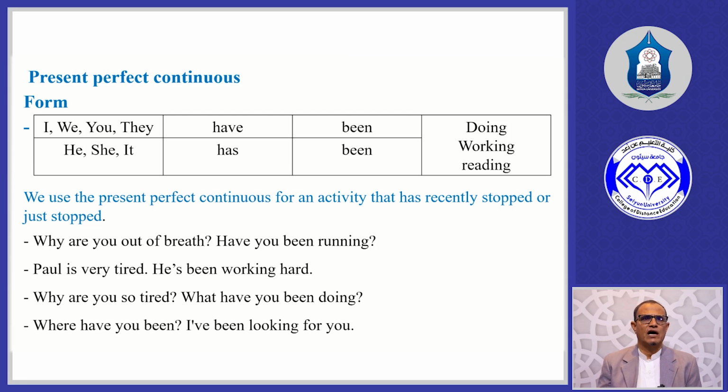Where have you been? I have been looking for you. I have been looking for you till now. Just now he found him and he said, I have been looking for you. That means he has just found him, so he has just stopped looking for him. So this is one of the uses of the present perfect continuous: it is used to express an activity that has recently stopped or has just stopped.